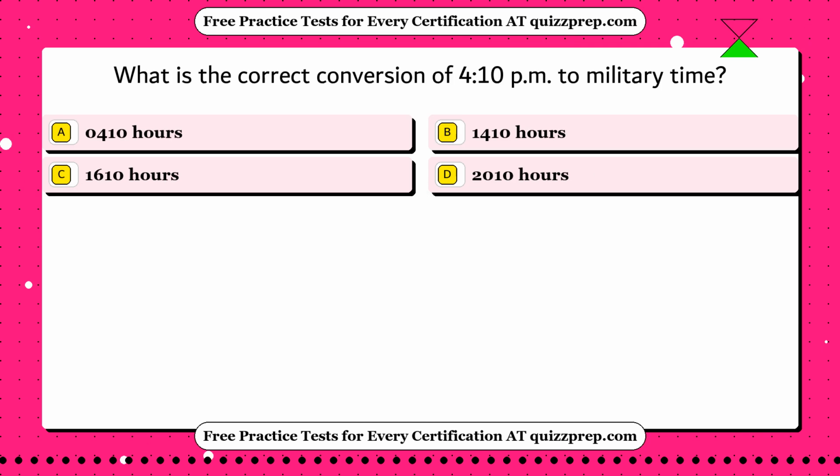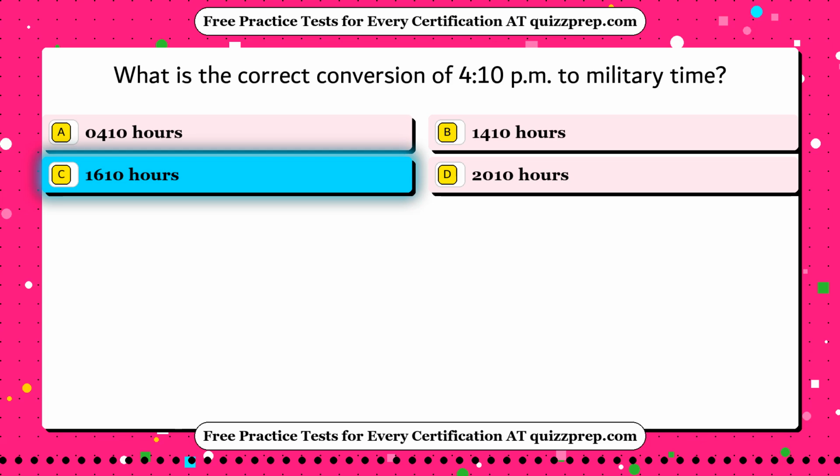Question 65. What is the correct conversion of 4:10 p.m. to military time? Option A, 0410 hours. Option B, 1410 hours. Option C, 1610 hours. Option D, 2010 hours.